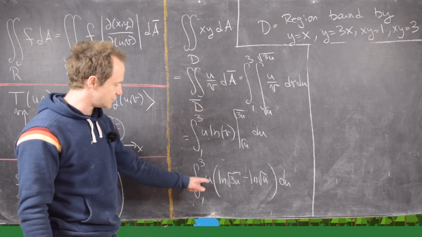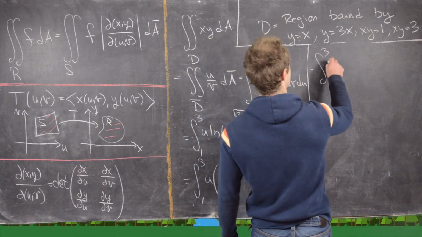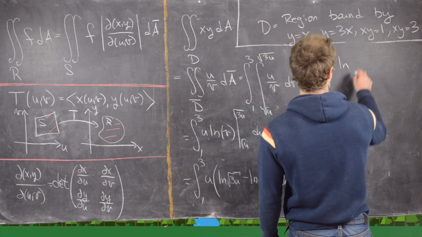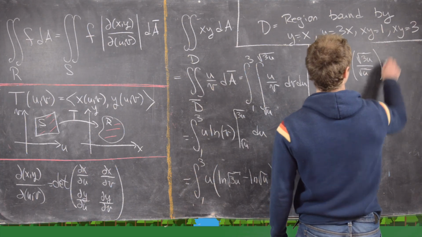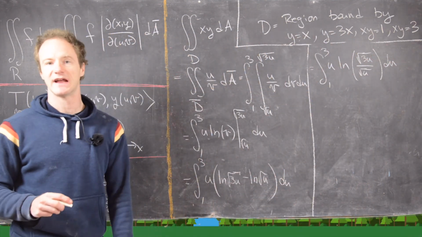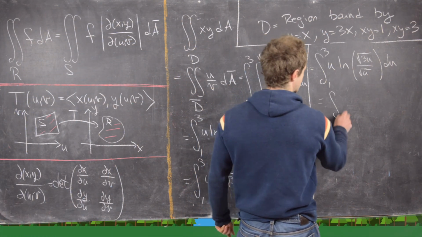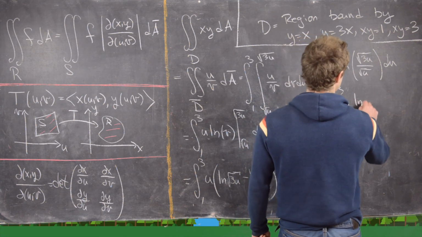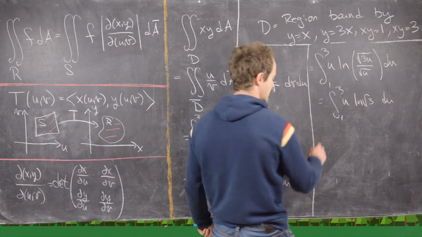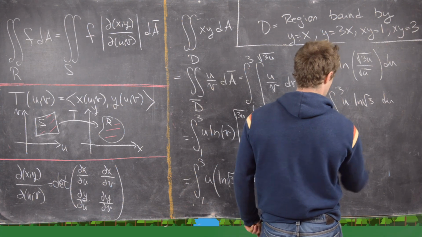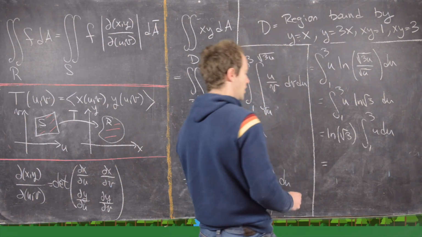Okay, the next thing I can do is I can use logarithm rules here to combine those two guys. So that's going to be equal to the integral from 1 to 3 of u times the natural log of this quotient, square root of 3u over the square root of u. But notice that's going to simplify down to the log of the square root of 3. So that's going to give me the integral from 1 to 3 of u times natural log of root 3 du. Okay, so notice I can bring my natural log of root 3 out like that, and then I have the integral from 1 to 3 of u du, but now I'm almost home free.